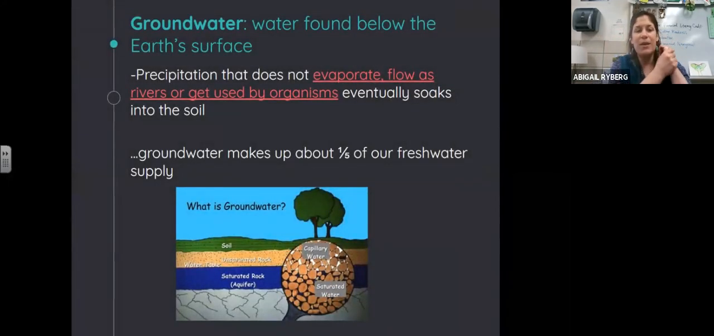So we'll start by looking at groundwater. So groundwater really is just like the name sounds. So this is water found below the Earth's surface. It usually has gotten there because it started as precipitation that does not eventually evaporate into the atmosphere or flow as surface water, and so it eventually soaks down into the soil.